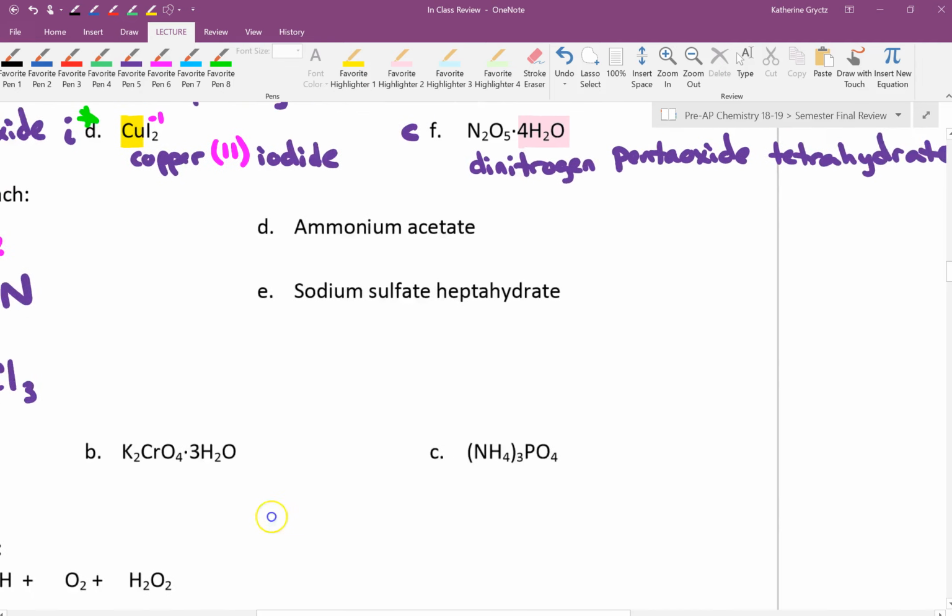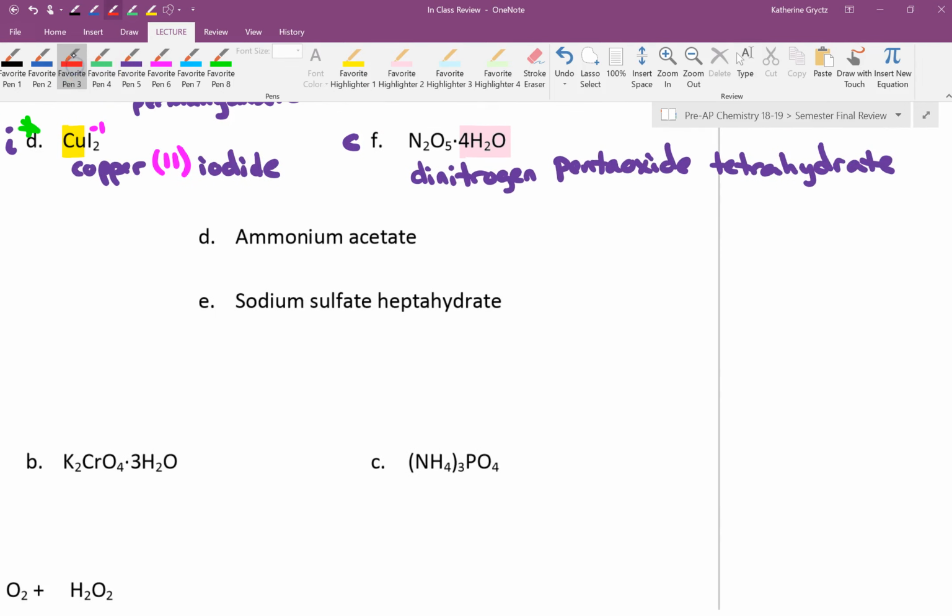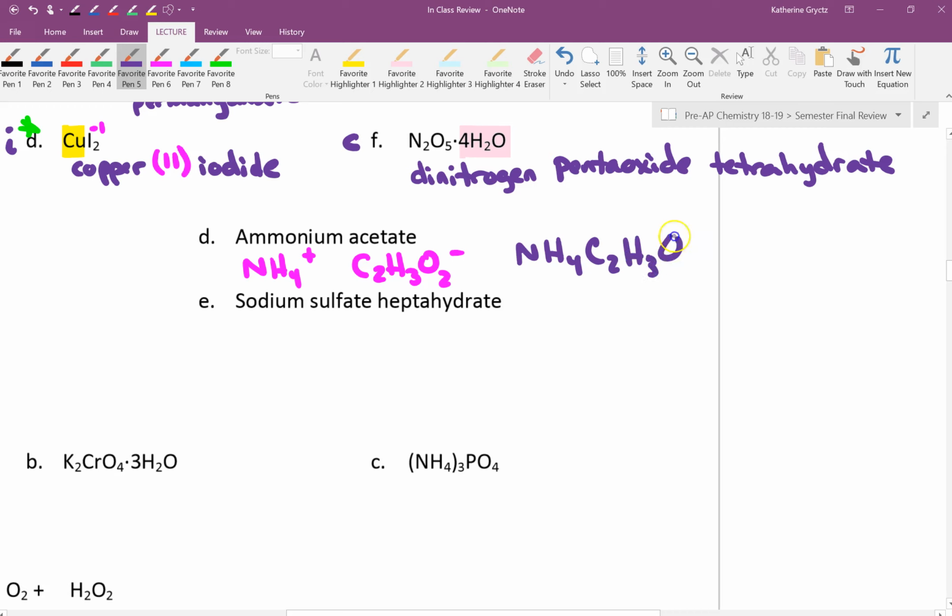Okay, ammonium acetate, those are 2 polyatomic ions, no prefixes, so we're going to have to go look those up if you don't know them. Ammonium is NH4+, and acetate is C2H3O2 negative. Those charges already match, so we just have to smush them together. Okay, so that's ammonium acetate.